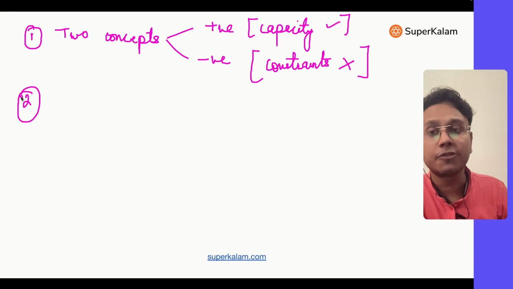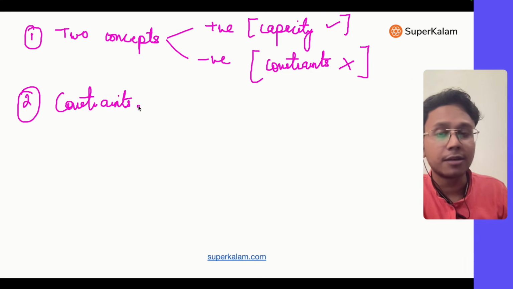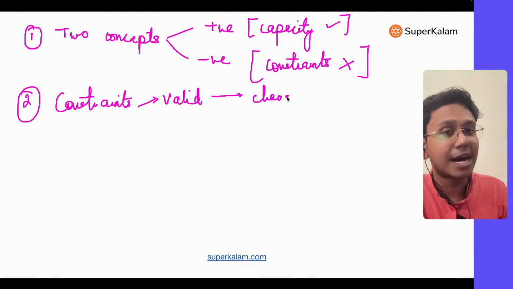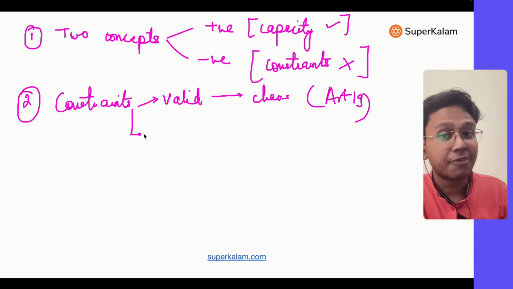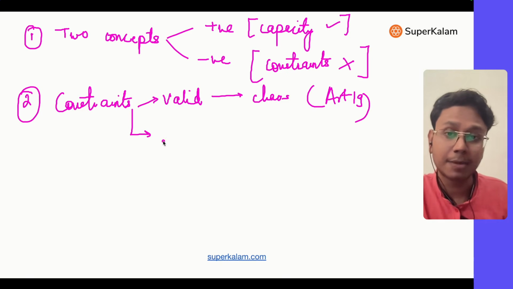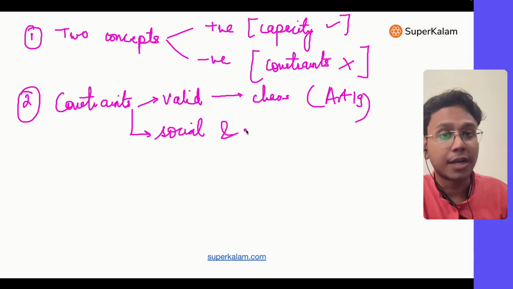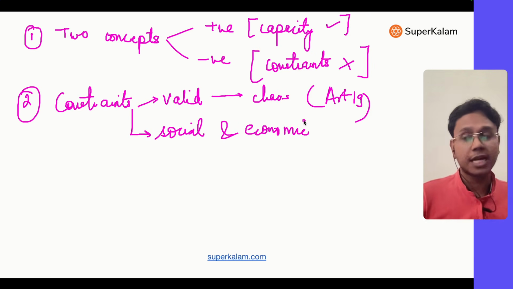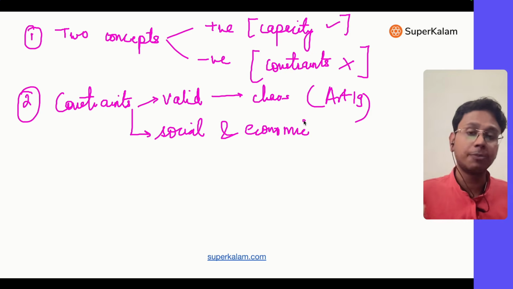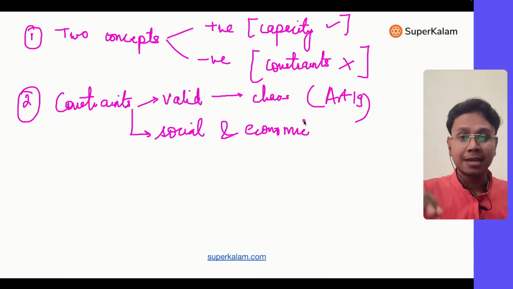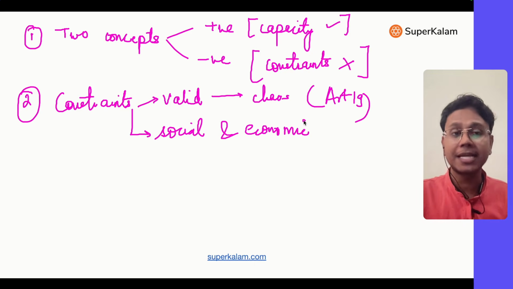Then we talked about various constraints, and constraints can be divided into two again. One is valid constraints. Why? Because without those valid constraints, there will be chaos, for example, Article 19 related reasonable restrictions. Some are invalid constraints, for example, social and economic constraints on any individual, on Dalits, on tribals, that because they are from a particular backward society, they shouldn't be allowed to do a particular type of business. That constraint shouldn't be there because it undermines human dignity.